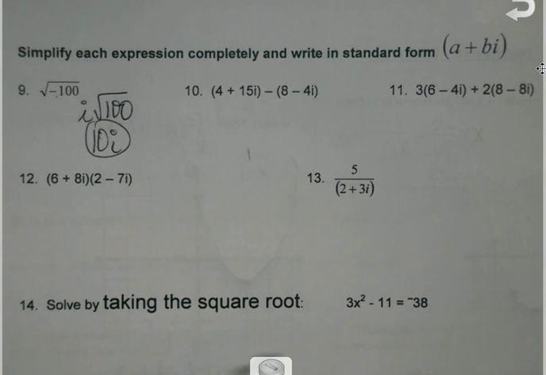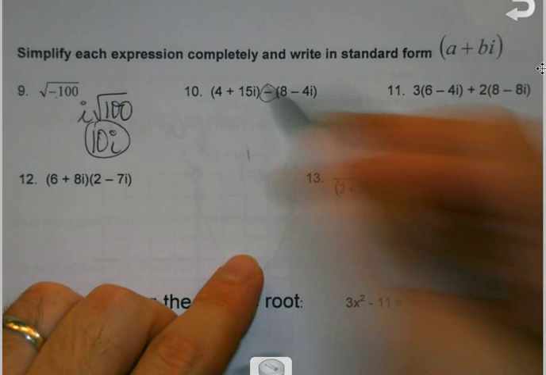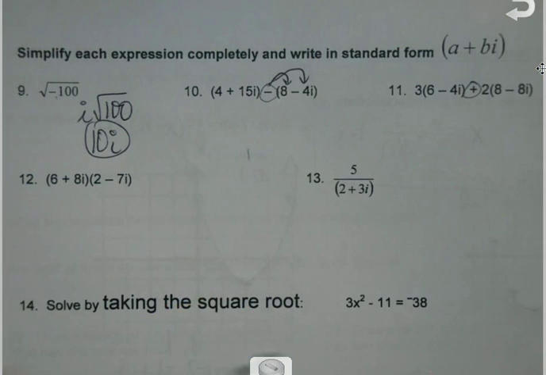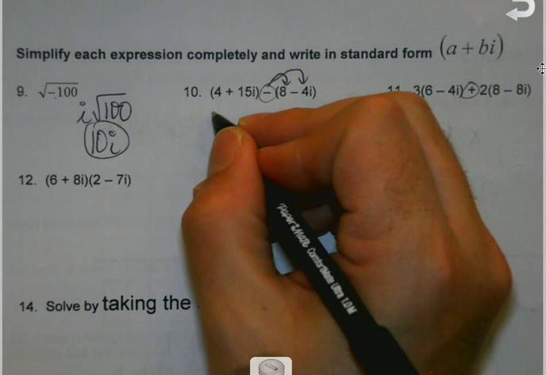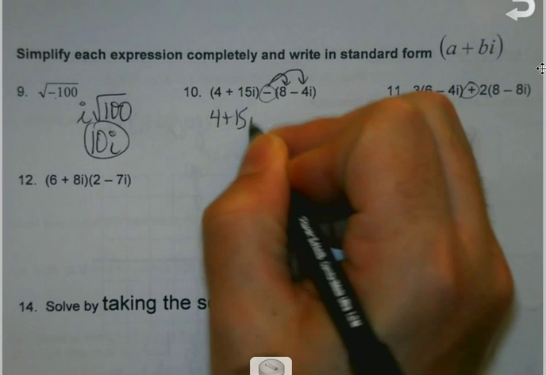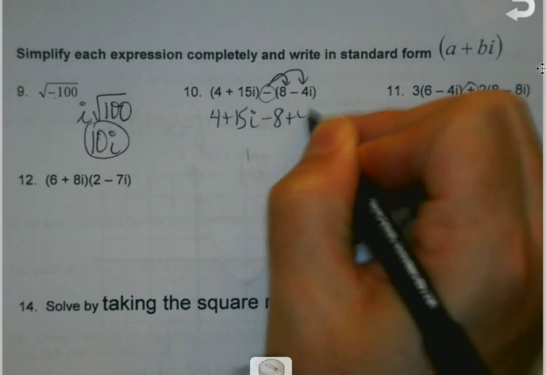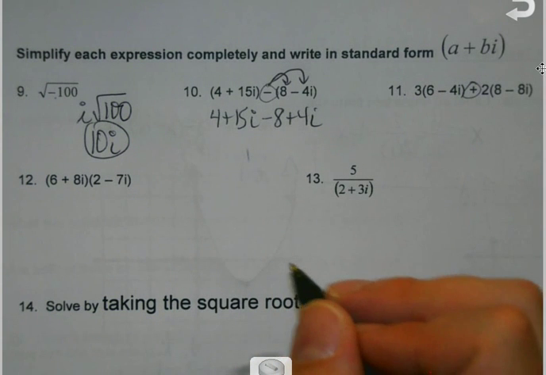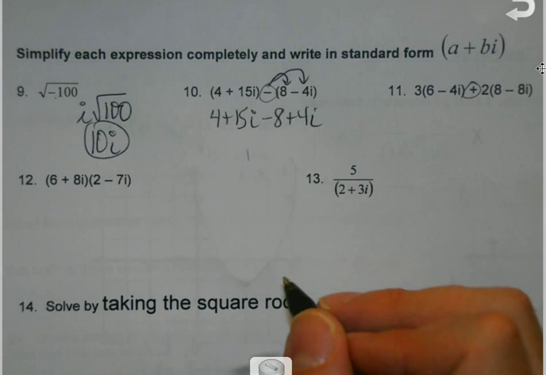I can't stress this enough. On 10 and 11, we're not FOILing. Yes, I have to distribute my negative, but that's the only quote-unquote multiplying I'm going to be doing. Again, not time to go yet. Just saying.